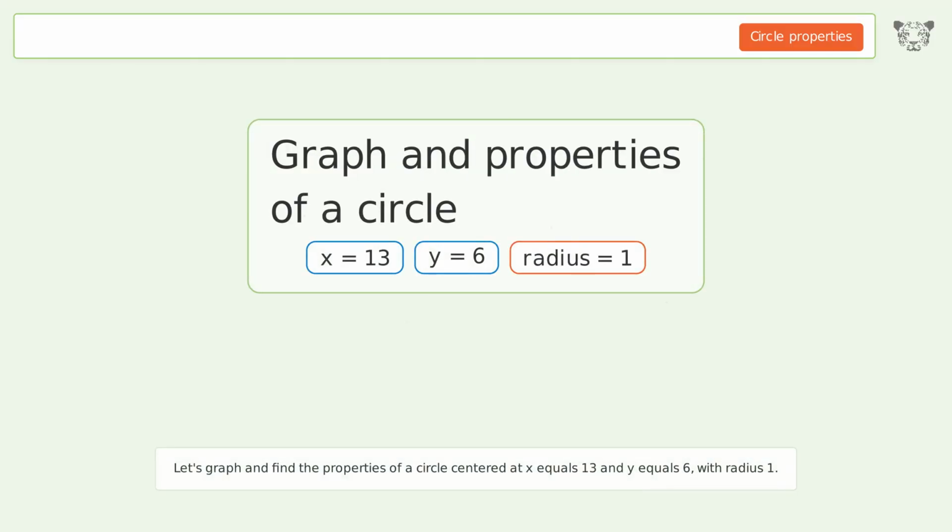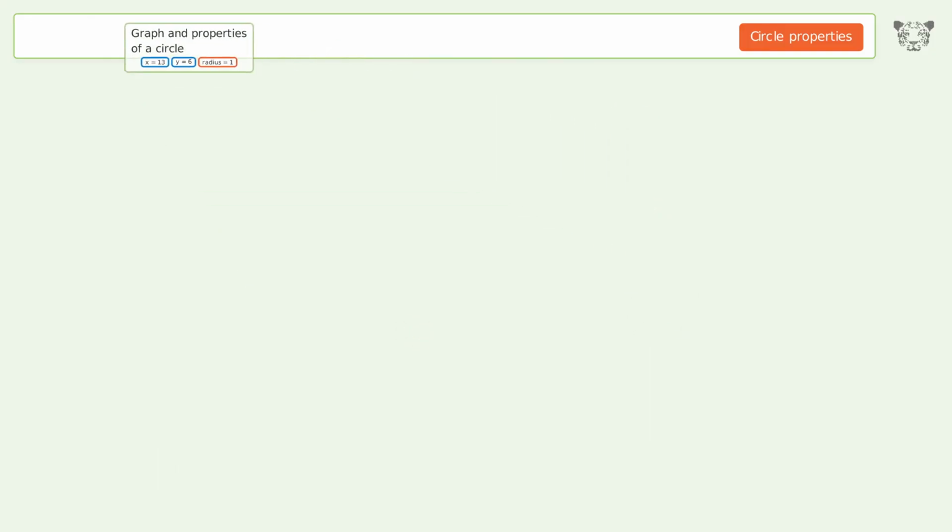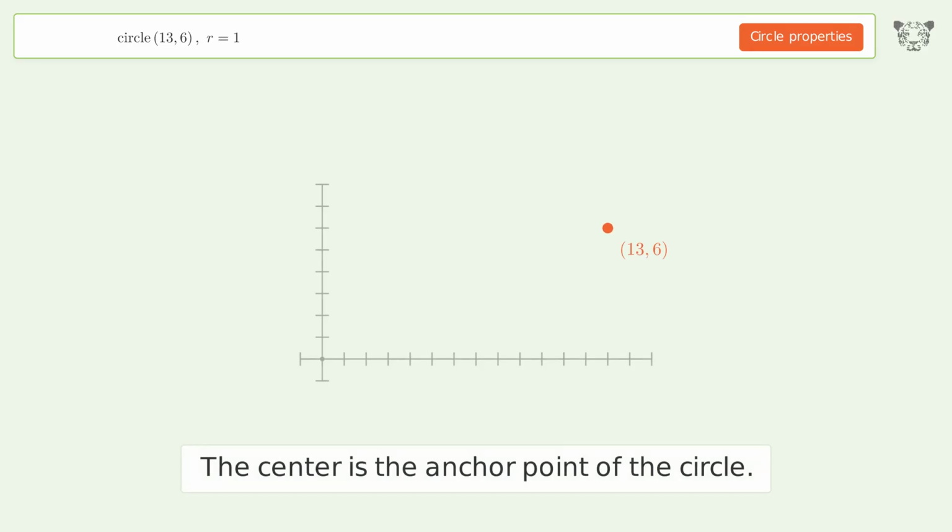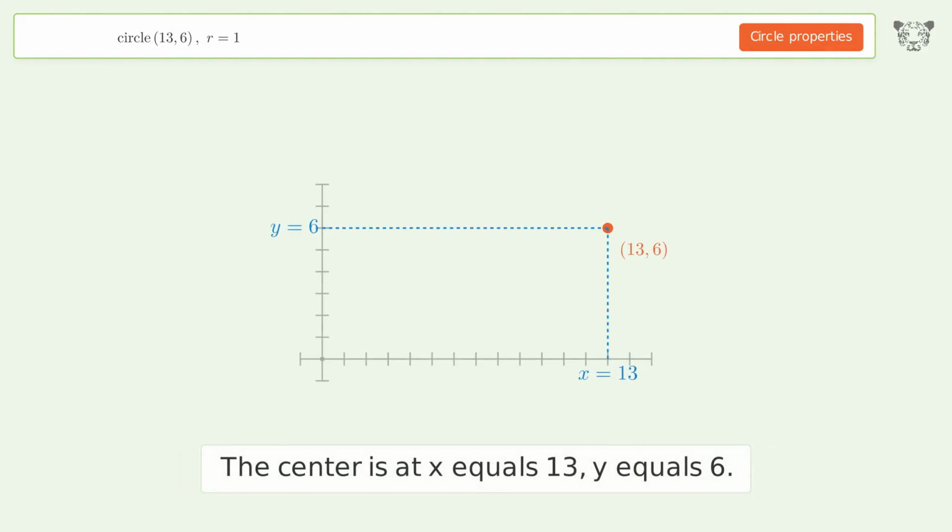Let's graph and find the properties of a circle centered at x equals 13 and y equals 6, with radius 1. The center is the anchor point of the circle. The center is at x equals 13, y equals 6.